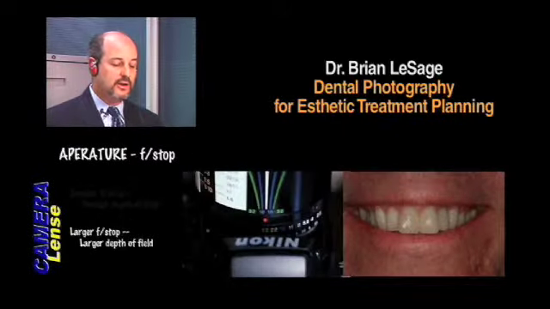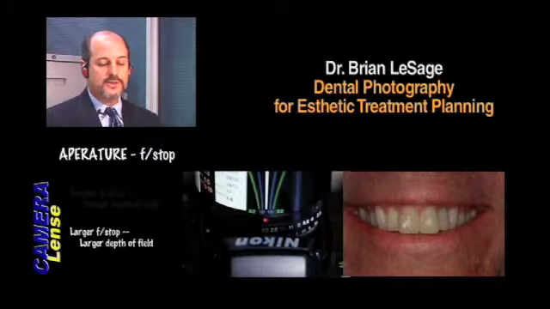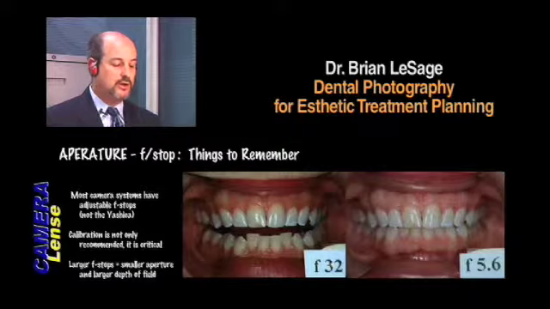And then if we look here, larger f-stop, larger depth of field. So we shoot this image at 32, and now we can see the crown margin almost back here where it's kind of ugly. Okay, it doesn't look like a very nice crown. So that's what we mean by larger and smaller f-stop.